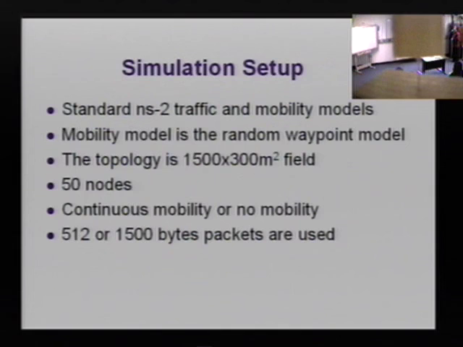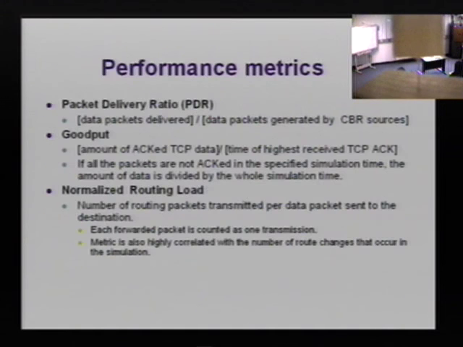In the simulations, we use the well-known traffic and mobility models, which were used in the Maltz paper and the Perkins paper, which is, we use random waypoint models. The topology is again the same. We use 50 nodes. We use either continuous mobility or non-mobility. We use 512 byte packets or 1500 byte packets. Performance metrics are also the same as in those studies.